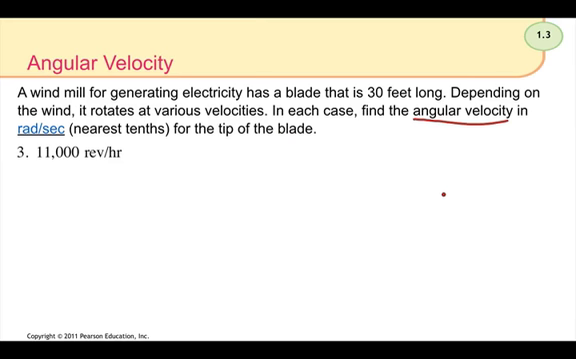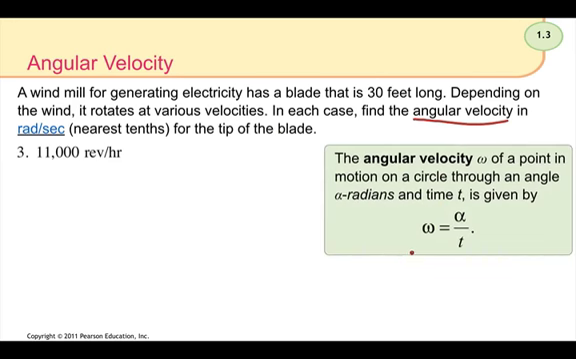So here's the formula. The formula says the angular velocity, and this is a symbol called omega, of a point in motion on a circle through an angle alpha, and alpha has to be in radians, and time t is given by the following. The number of radians over the time. So angular velocity, let me say it again, is the number of radians over a specific time.